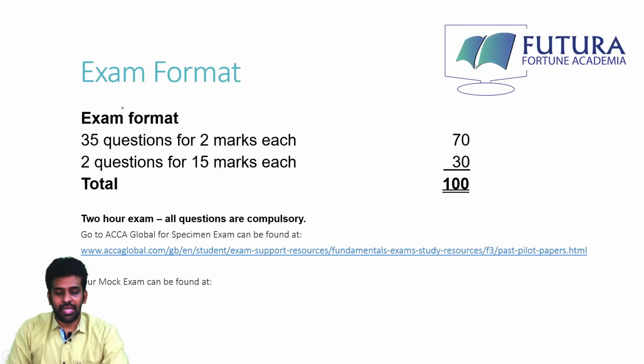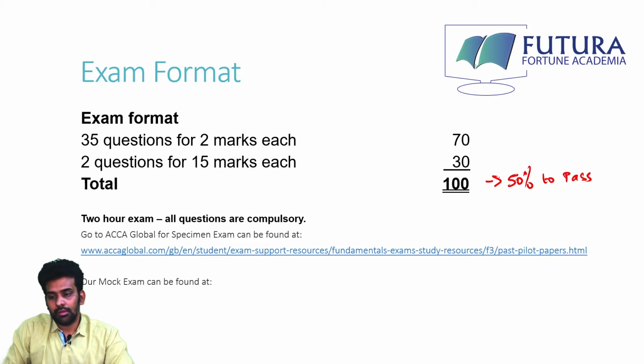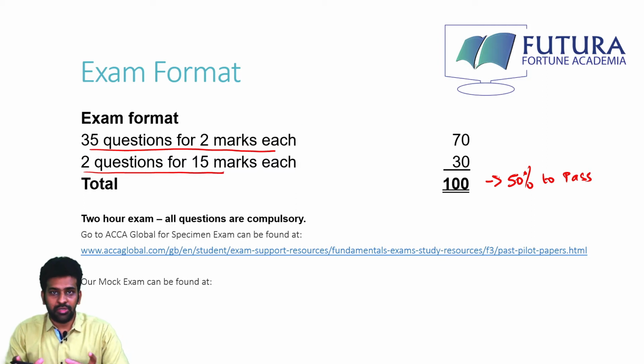So in terms of the exam format, the exam total is for 100 marks and you need to score 50% or above to pass the exam. The entire exam is objective based questions, which means you will be given certain options and you need to choose whichever is the best option. The entire 100 marks is divided into 2 portions, 70 and 30. For the 70 markers, you will have 35 questions for 2 marks each. And the next section is 2 questions with 15 marks each. All of them are objective type based questions.